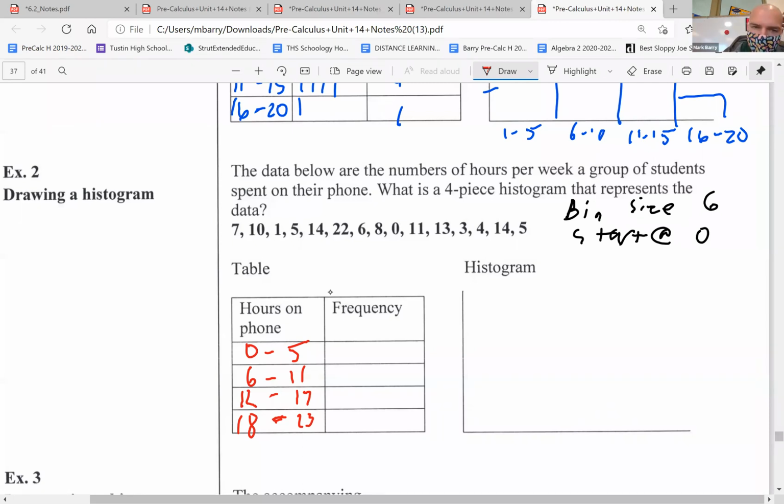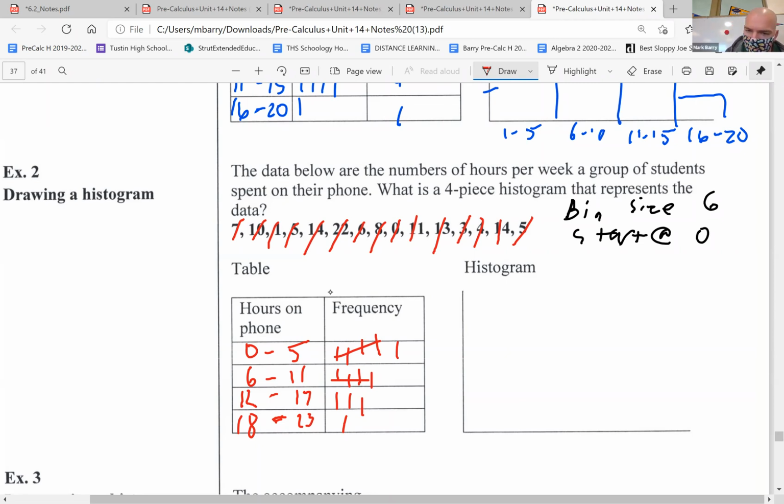Okay, so then I got a 7, 10, 1, 5, 14, 22, 6, 8, 0, 11, 13, 3, 4, 14, 5. So you can see for the frequency for this one, I'm just leaving it as tally marks instead of numbers. Is that okay? Sure, why not? All right, we can count the tally marks.